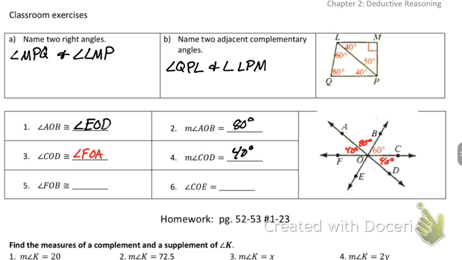What's the vertical angle to FOB? This is probably the hardest vertical angle that we've done so far. What's the vertical angle to FOB? COE, perfect. Angle COE.